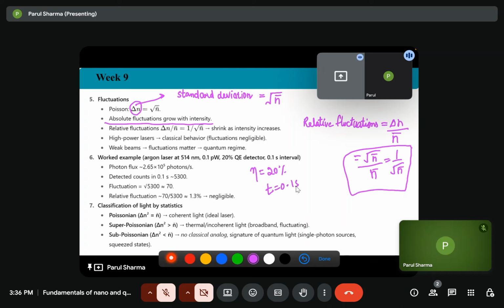So now we want to calculate the photon flux, which we saw that the photon flux phi is P by h nu, which will give us 2.65 into 10 raised to power 5 photons per second. So now we saw that our 10 raised to power 5 photons is in the detector range, because we are using a very low intensity laser that is of the order of 0.1 picowatt.